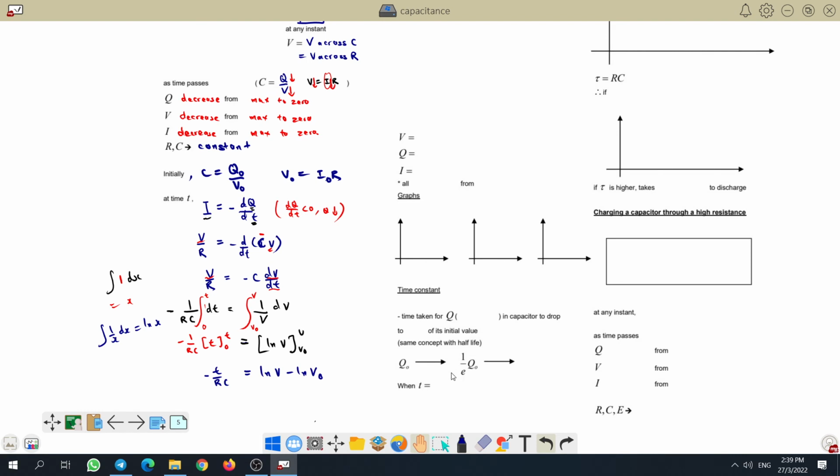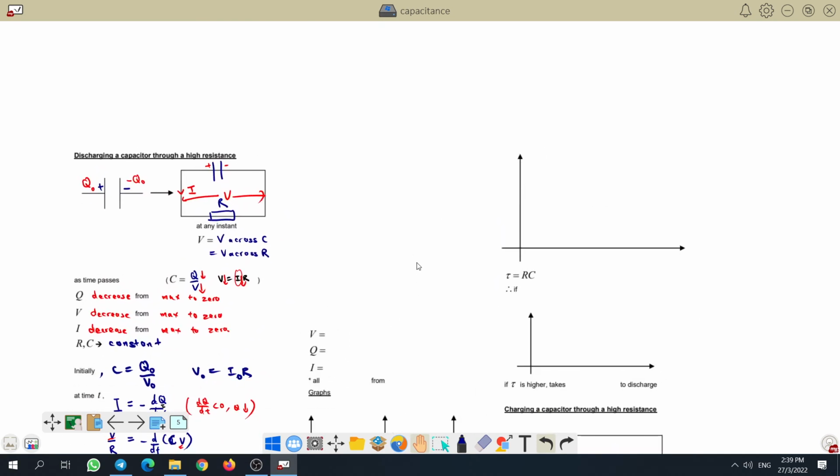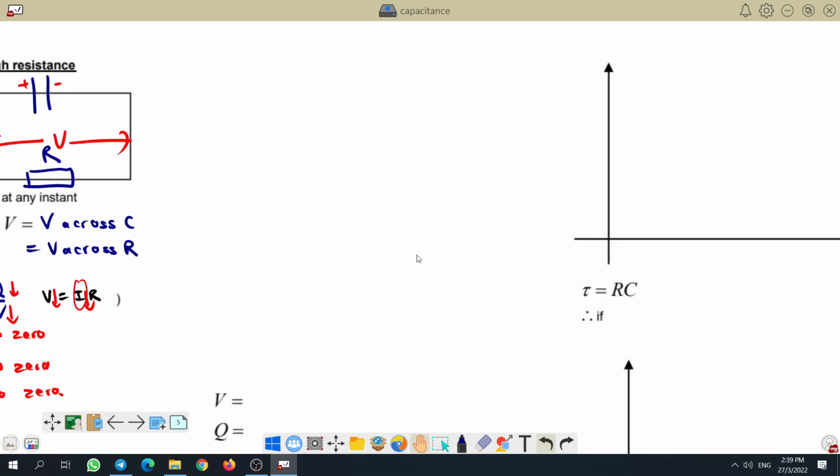Next page. Oh, there's no space. Above it, sir. Alright, we'll make it simple. Okay. Problem. Negative t per RC equals ln V per V naught.